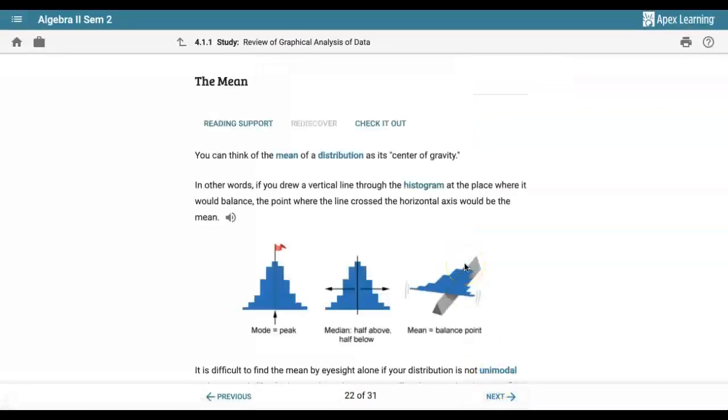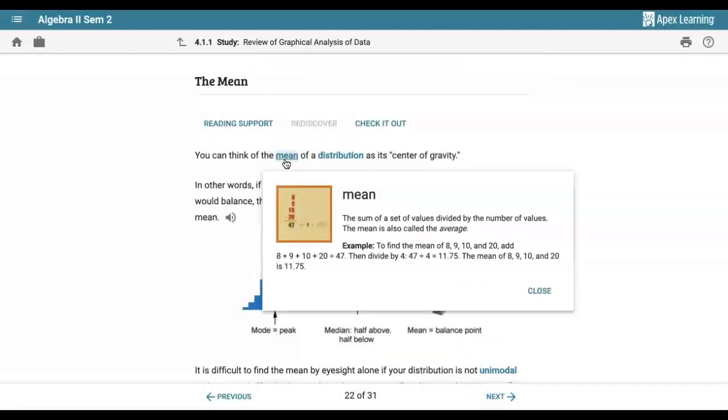All right, and then when we look at our mean, they can say it as the center of gravity. It is basically the average. It is also called the average. So what we do is take the sum of each value and divide by the number of values. So if we have 8, 9, 10, and 20, there's our 4 values. We would add them all together, we get 47, and then we divide by 4. And what we can say then is the average of all of those is 11.75.